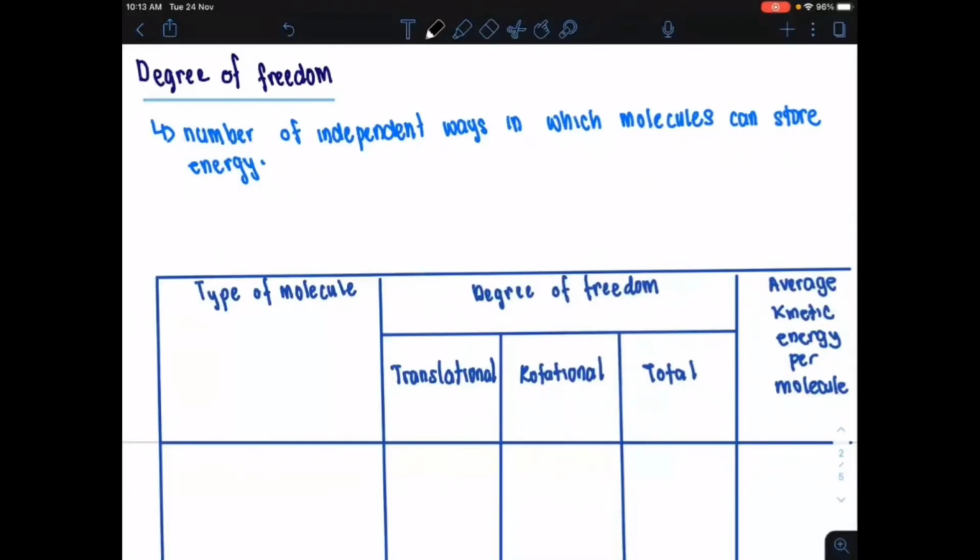Next, kita nak tengok pada term degree of freedom. Okay, apa itu degree of freedom? Okay, degree of freedom ataupun short form dia, kita kata DOF, is defined as the number of independent ways in which molecules can store energy.